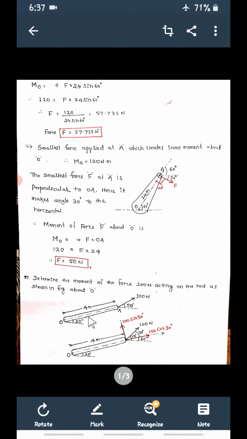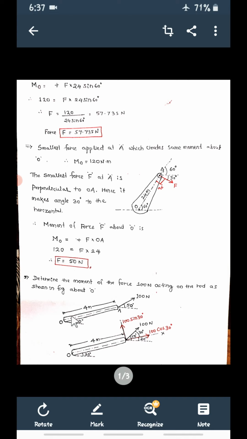This is the rod, a 4-meter rod. This is an inclined rod making an angle of 30° with the horizontal. This is point O and this is point A. At A there is a 100 Newton force, making an angle of 50° with the horizontal. So this is the inclined force of 100 Newton acting at an angle of 50° to the horizontal at point A. Now we have to find the moment of this 100 Newton force about point O.